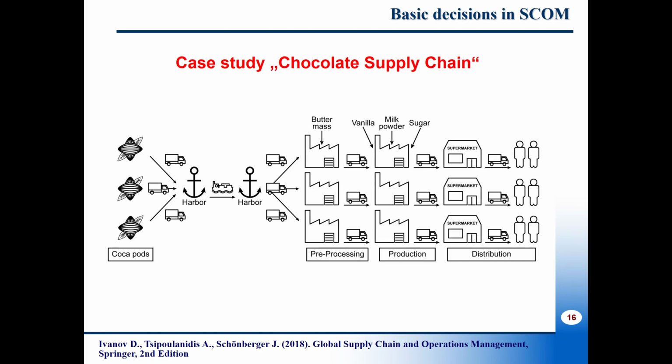where in those centers, these cocoa pods would be mixed with other ingredients, for example, butter mass, vanilla, milk powder, and sugar in the pre-processing and production process. And afterwards, the final product, that is chocolate, will be transported to the supermarket before the supermarket distributes the chocolate to the end customer. So this is an example of a chocolate supply chain that operates globally.